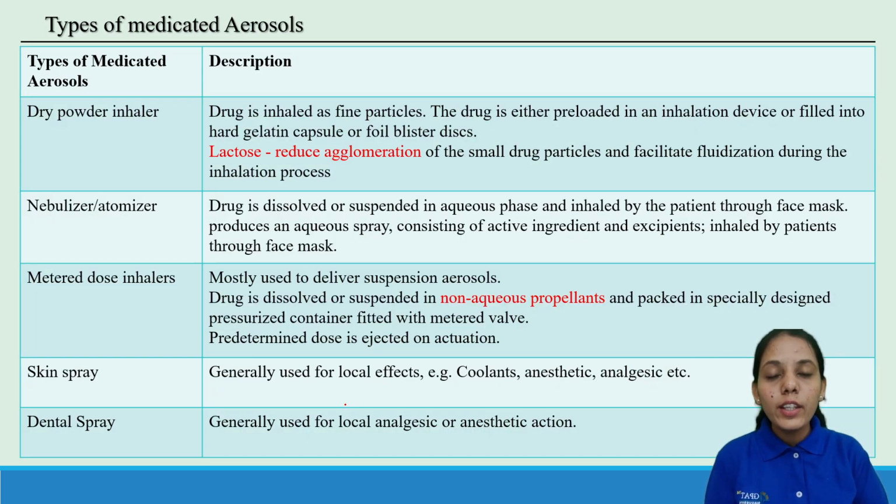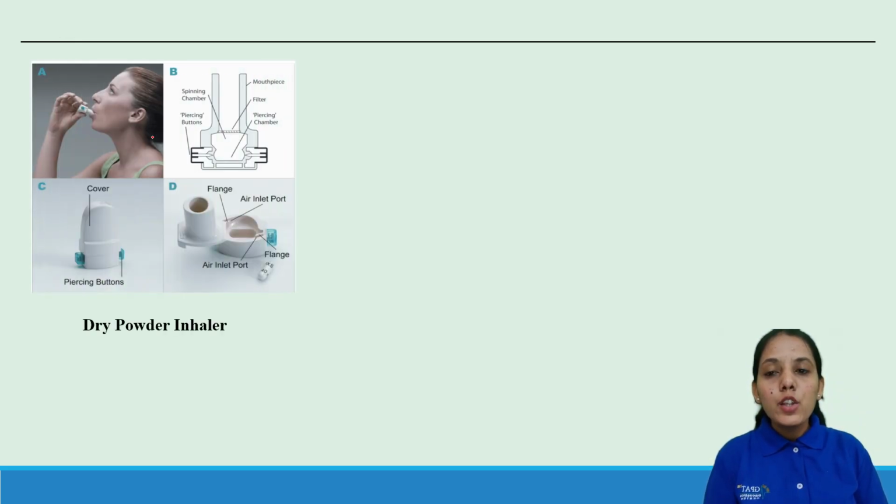Now let's see the types of medicated aerosols. So the very first is dry powder inhalers. Let me show you the diagram. So this is a dry powder inhaler. First of all, this is taken by the oral cavity. This is the cross-sectional longitudinal section of it. So here are the piercing buttons.